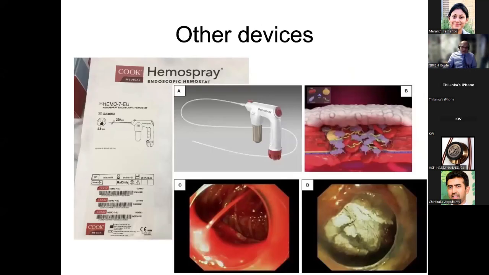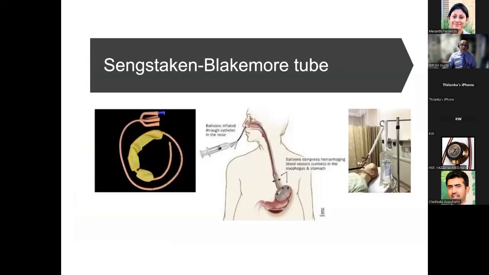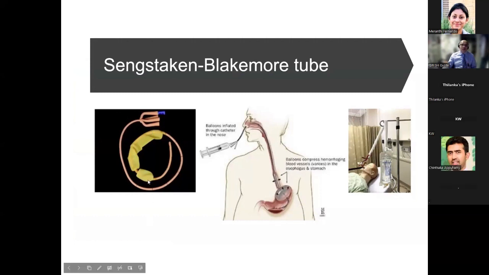If your sclerotherapy or banding is not successful, then you could use hemospray, but it is generally reserved for use in gastric varices and not for esophageal varices, really. You can possibly use a Sengstaken-Blakemore tube, which has got an esophageal balloon and a stomach balloon. This has to be done when the child is intubated and ventilated. You can't do it in an awake child because this tube is impossible to get through.